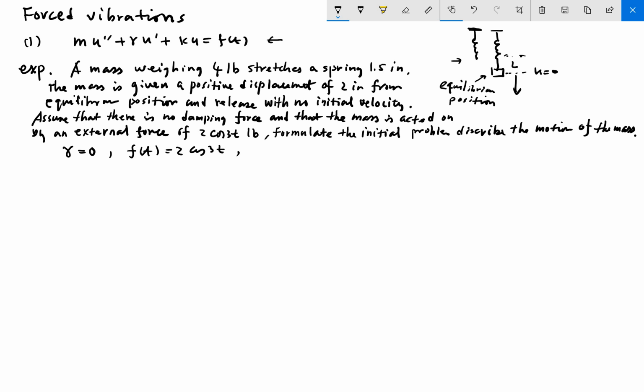And also, we can find m easily. They said a mass weighing 4 pounds. That means Fg equals 4. Therefore, your m here is 4 divided by 32, which is 1 over 8.